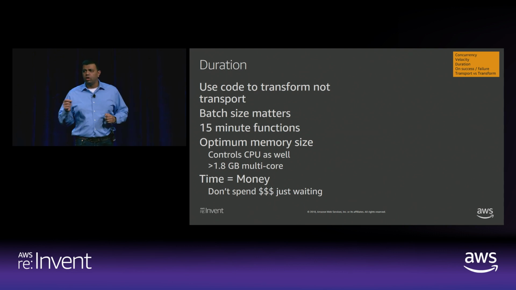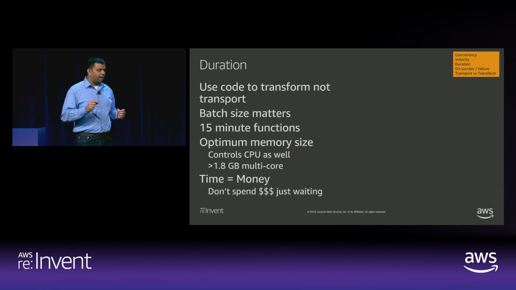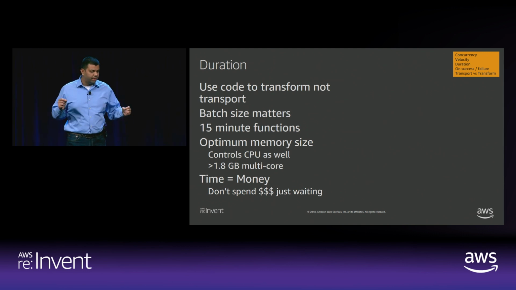The other thing to also play with is the memory size of an individual function. The CPU that is allotted to your function is proportional to the memory size. And if you are greater than 1.8 GB in terms of memory size, you also get the ability to run multiple threads. That may be beneficial for you in your particular application.